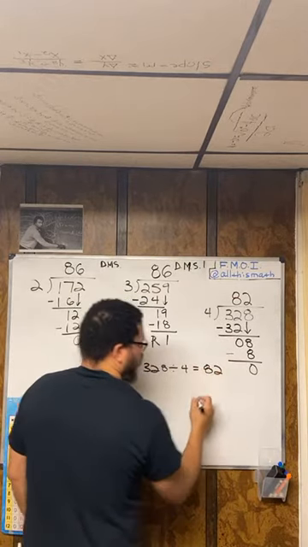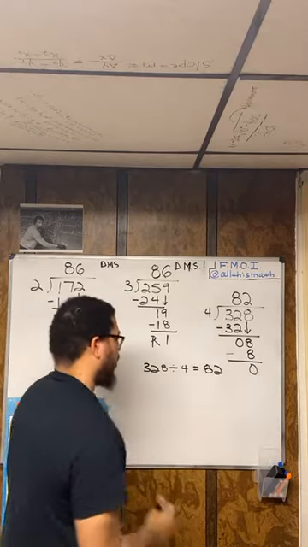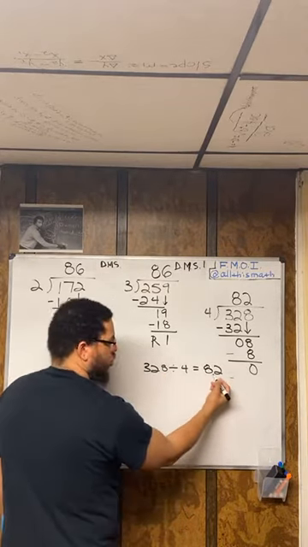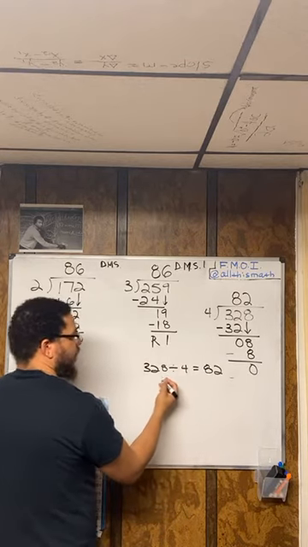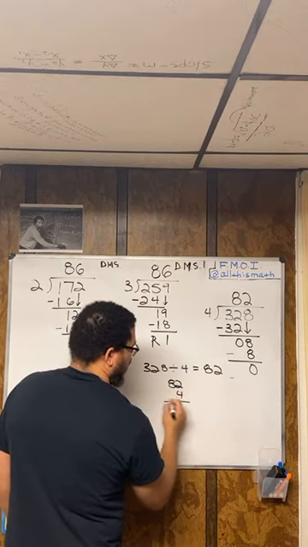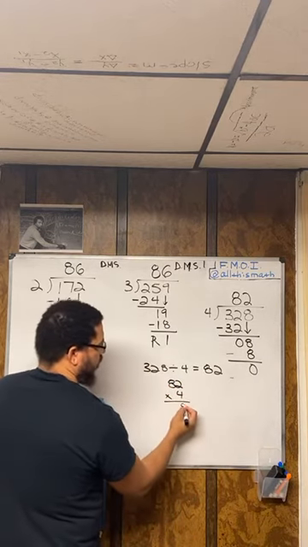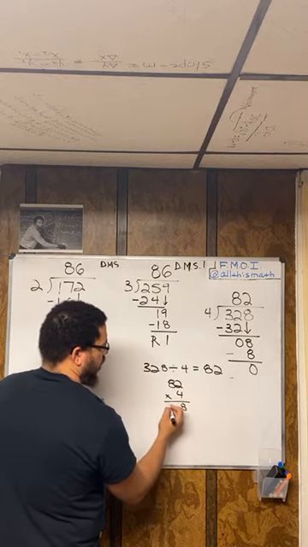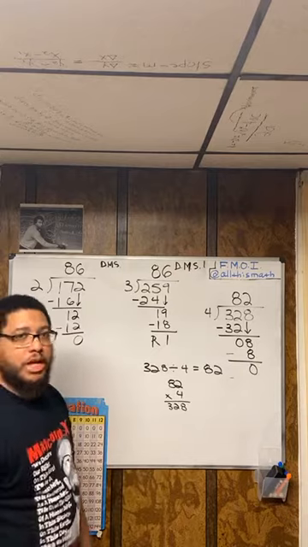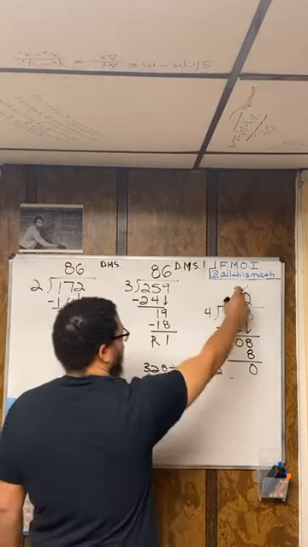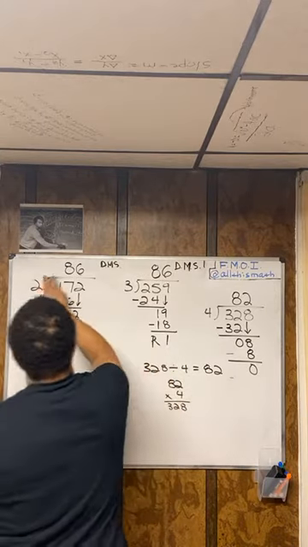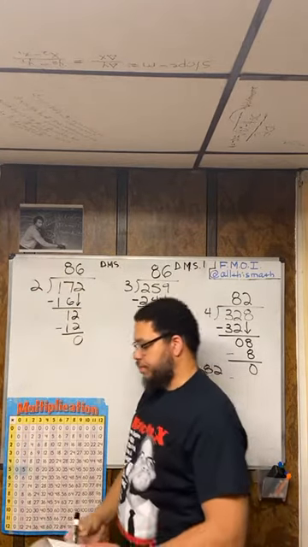So if this is correct, then I should be able to work backwards and get 328. That means I should be able to do 82 times 4, and that should equal 328. Now let's make sure. 82 times 4. 4 times 2 is 8. 4 times 8 is 32. And that's 328. So that's proof that this answer is correct. 82, this is correct. 86, remainder 1. Don't forget about the remainder. And this is correct. 86 with no remainder.